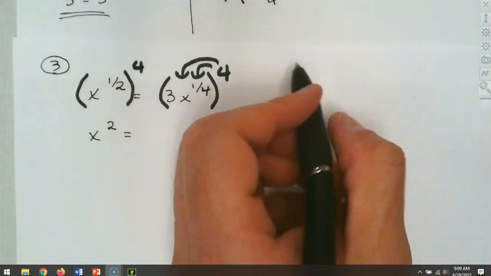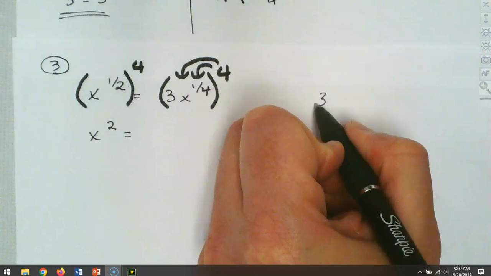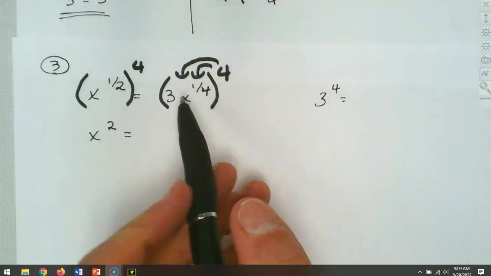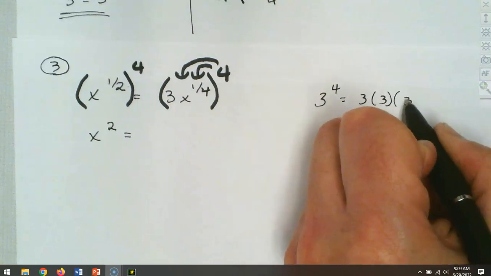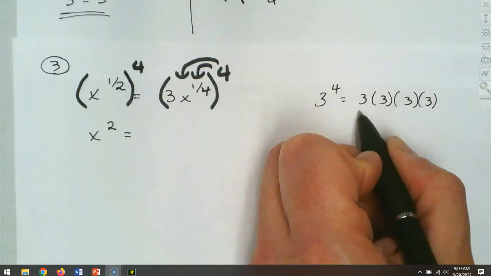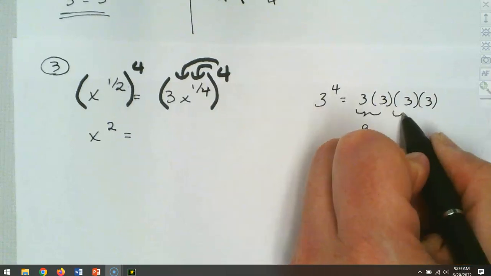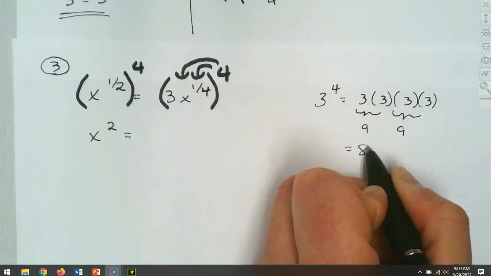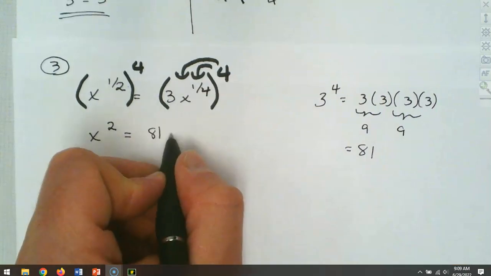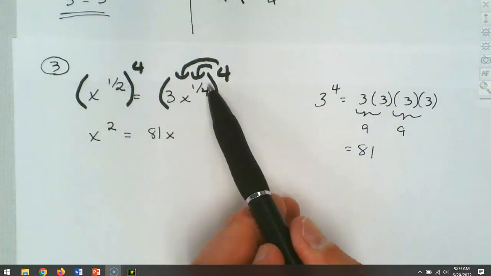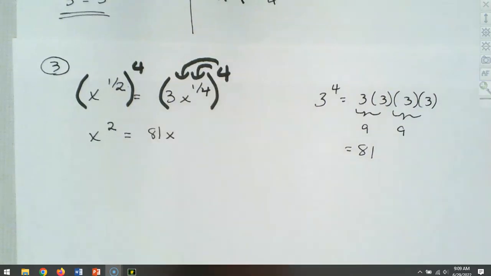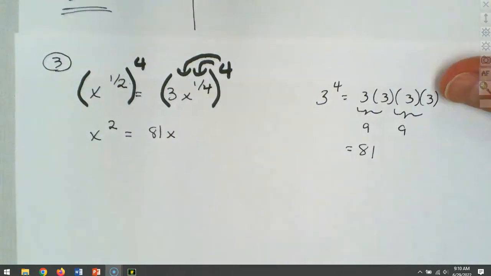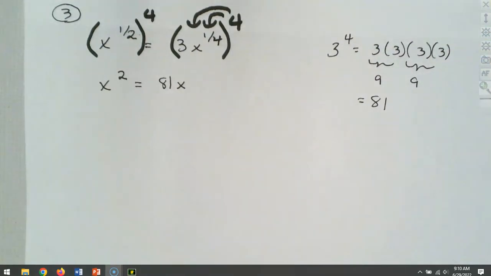Well, on the right-hand side, we need to find 3 to the 4th, because that's our first step here. And 3 to the 4th is 3 times 3 times 3 times 3, which is 9, and another 9, which is then 81. And the 4 and 4, those cancel. One's on top, one's on the denominator. And so that just leaves you with an 81x.